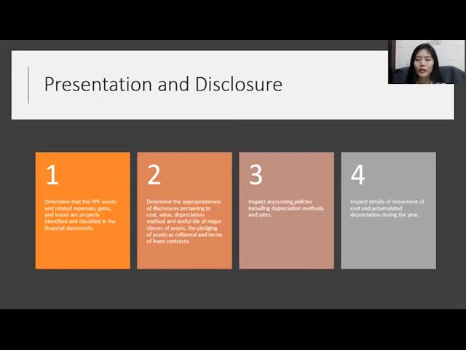Third, inspect accounting policy including depreciation method and rates. Last, inspect all the details of movement of cost and implemented depreciation during the year.